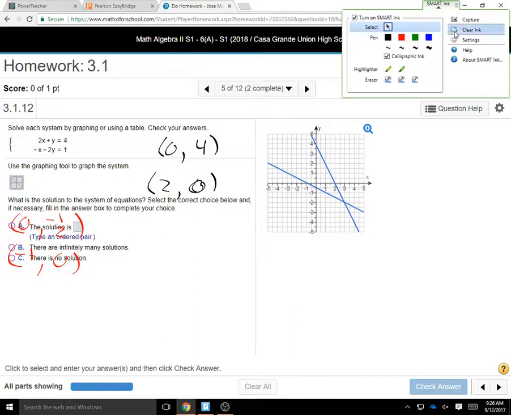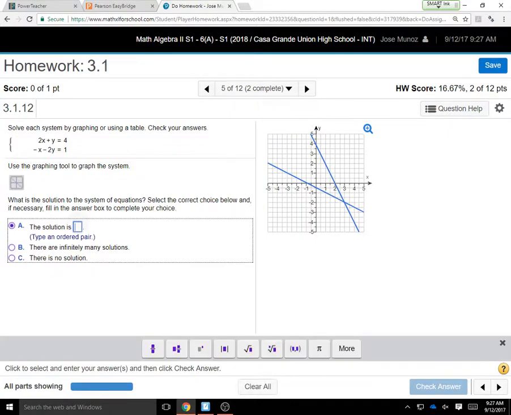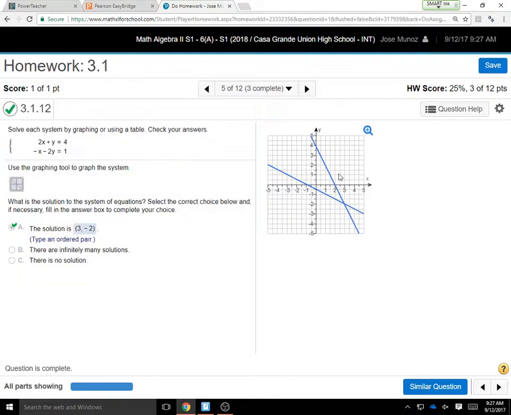Let me clear the ink. The solution seems to be at 3 comma negative 2. This one you really had to be careful with because of the halves. I know that I found myself counting each block as 1 unit, but it really wasn't.